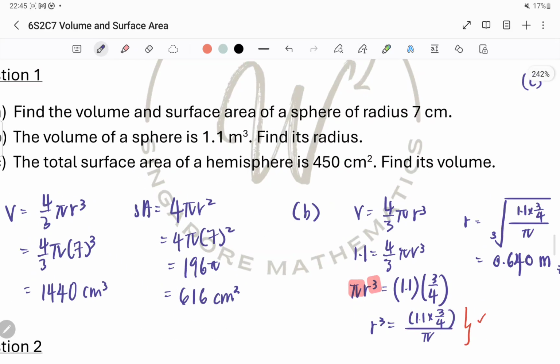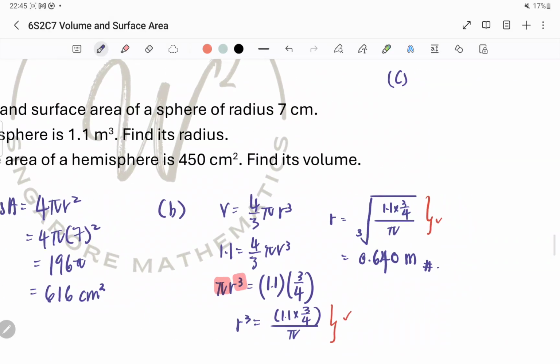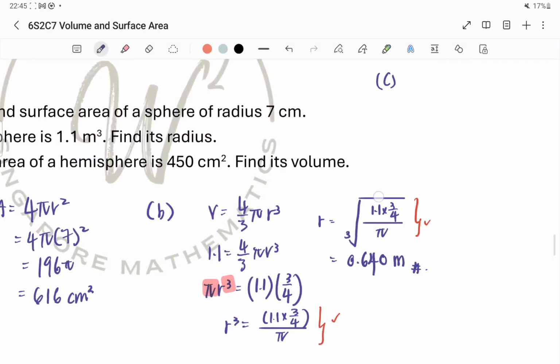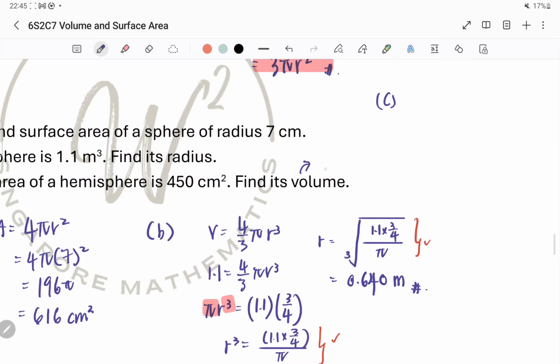Third one, the total surface area of a hemisphere is 450 cm squared. Find the volume. To find the volume of a sphere, you need to do what? Find the radius. So in this case, you need to use the surface area.